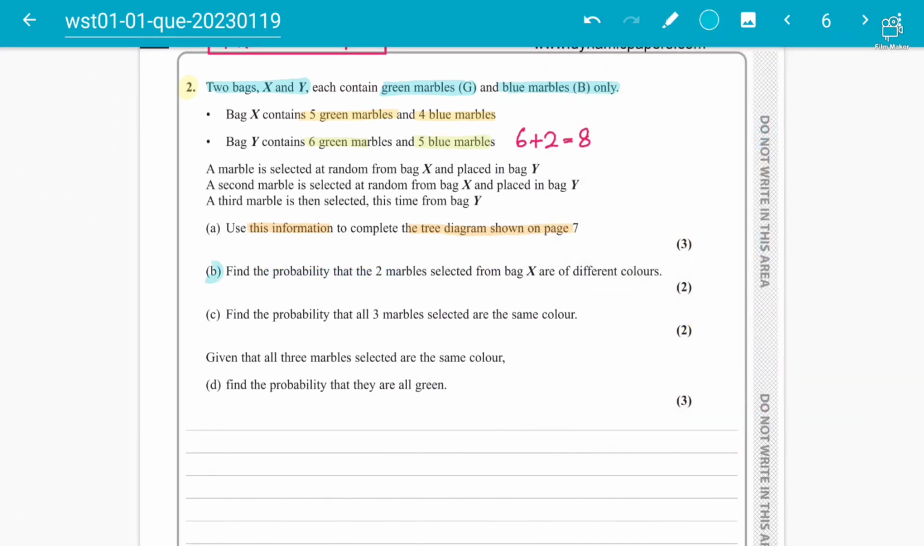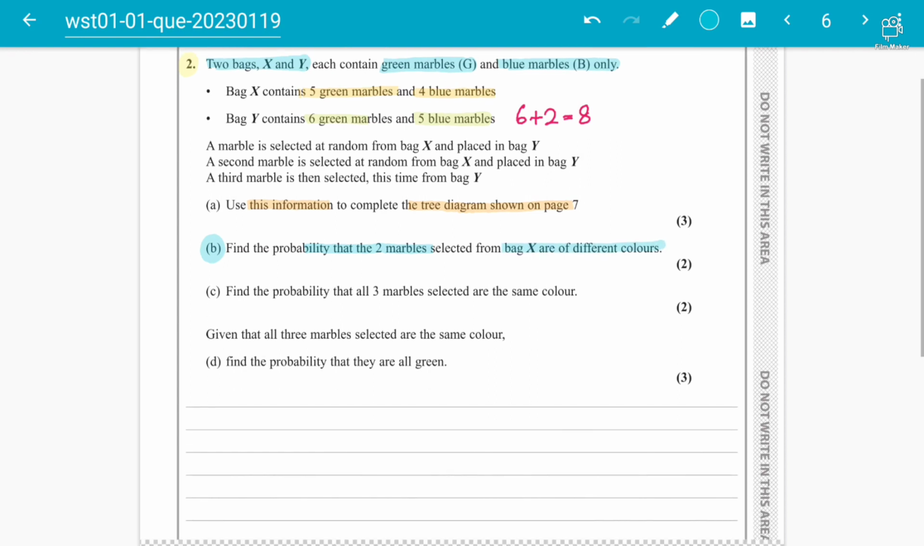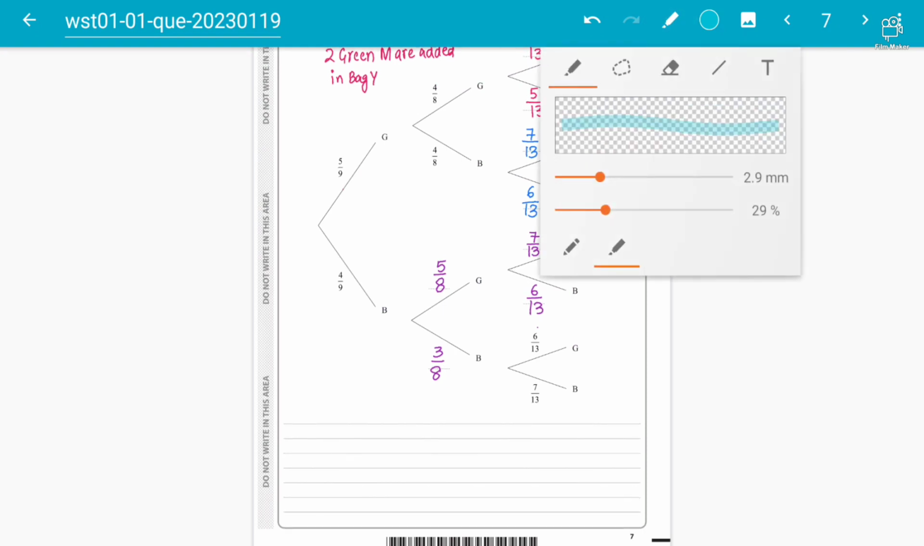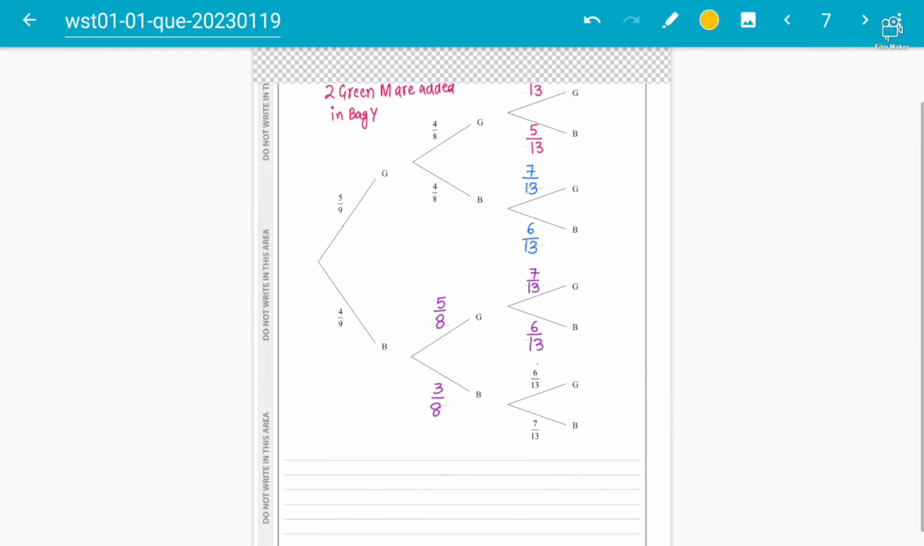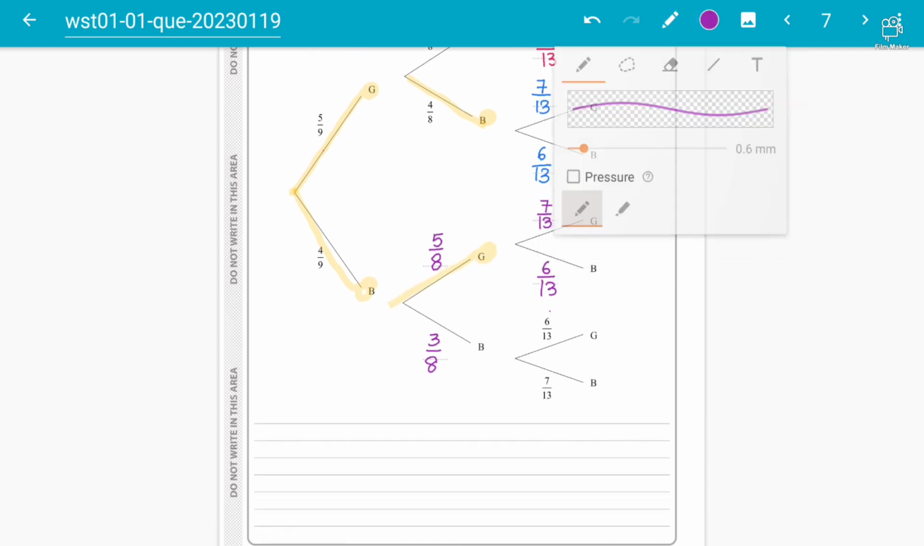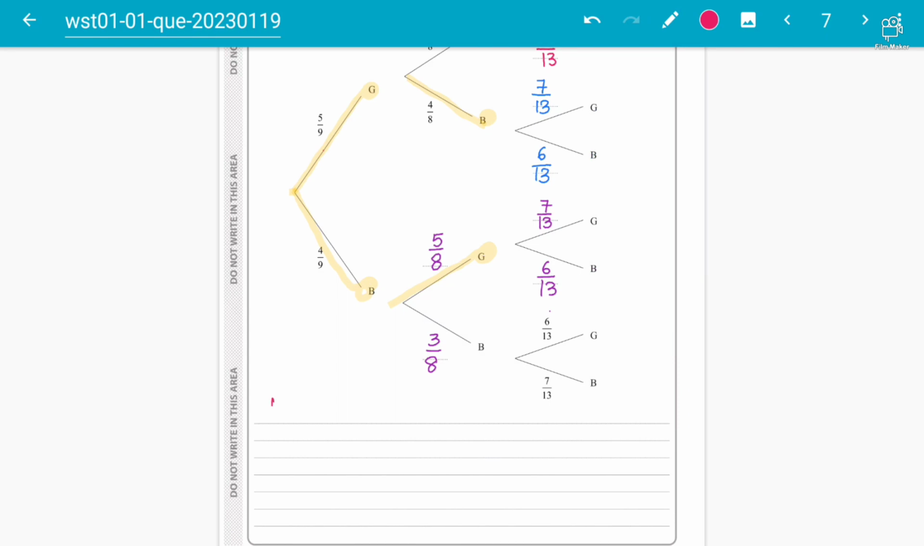Now part B says, when you have done the T diagram correctly, then it will not be difficult. Find the probability that the 2 marbles that are selected from bag X are of different colors. So not a problem to do this. We have to tell the examiner that 2 marbles that are selected from bag X are of different colors. So it will be bag X, one green and then blue, sir, or blue and green, sir, okay? So these will be the answers, sir, for part B. So let me write down the answer for part B here.